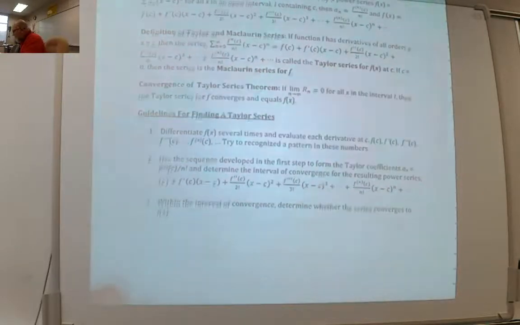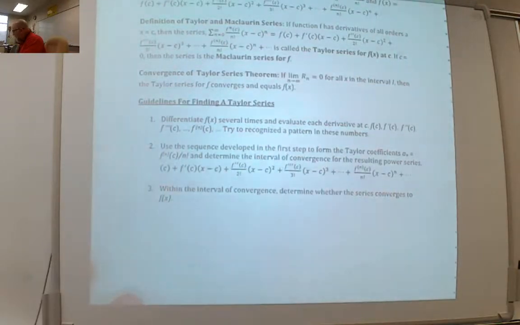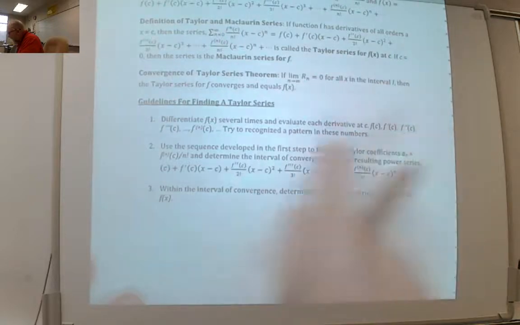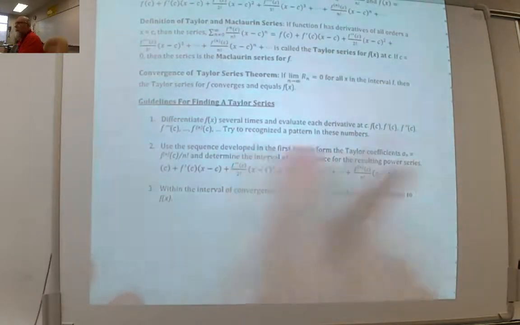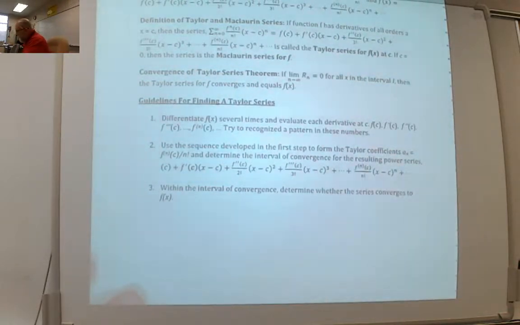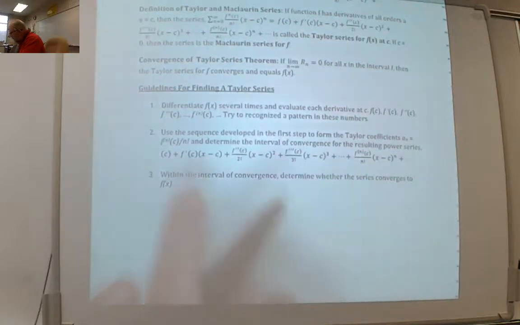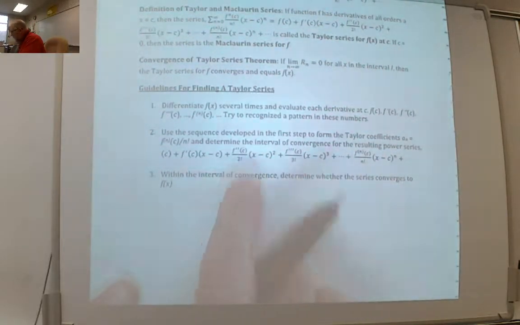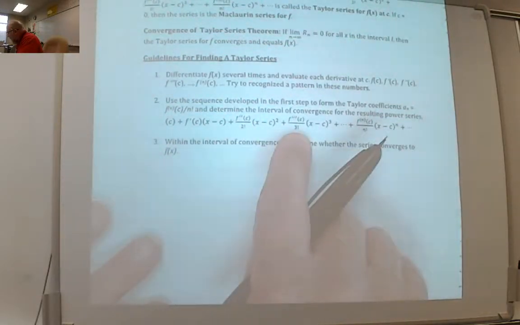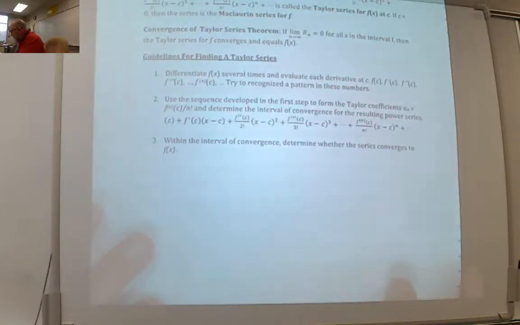And we're going to look at 3 of them. So here are the guidelines for finding the Taylor series. You take the derivative of f several times. So you're going to find f of c, the first derivative at c, the second derivative at c, the third derivative at c, until you see a pattern. Hopefully the patterns will be pretty obvious. Use the sequence to find the coefficients. Remember, and here's the mistake I used to make, I'd forget to divide by 2 factorial, 3 factorial, n factorial. And then remember, it converges within the interval of convergence.